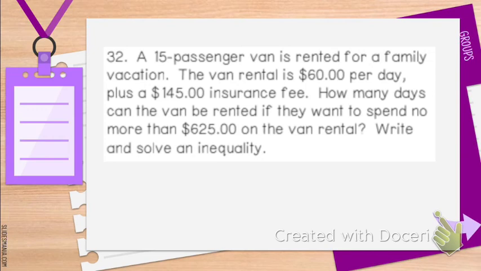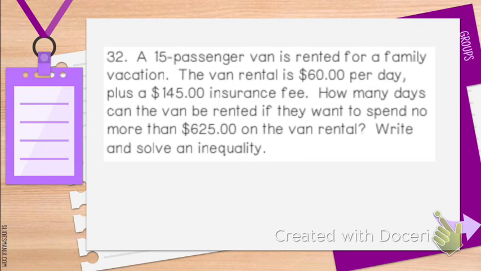A 15-passenger van is rented for a family vacation. The van rental is $60 a day plus $145 insurance fee. That's a one-time fee, okay? How many days can the van be rented if they want to spend no more than $625? Write and solve the inequality. So what inequality do you think it is?